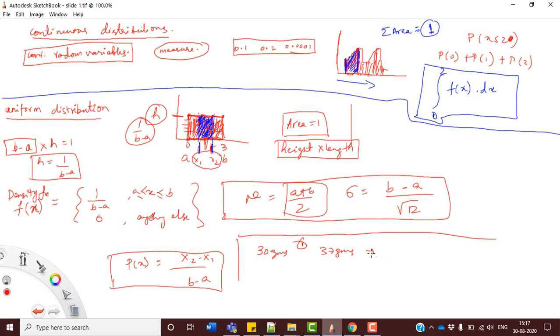Okay, now if somebody asks you what is the probability of a bottle lying between 31 and 35 grams, right, what you'll do? 35 minus 31 divided by 37 minus 30. Right?